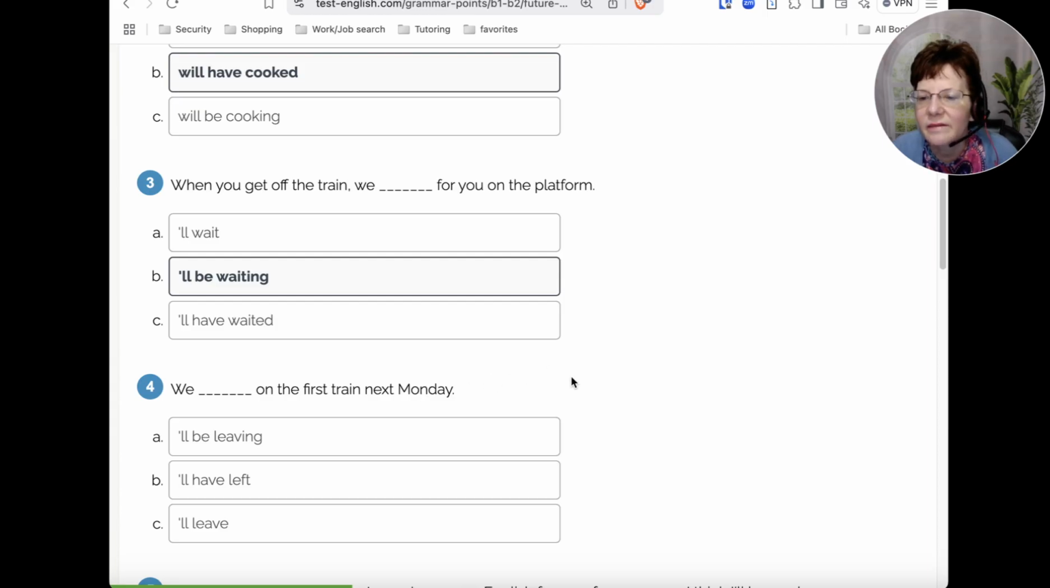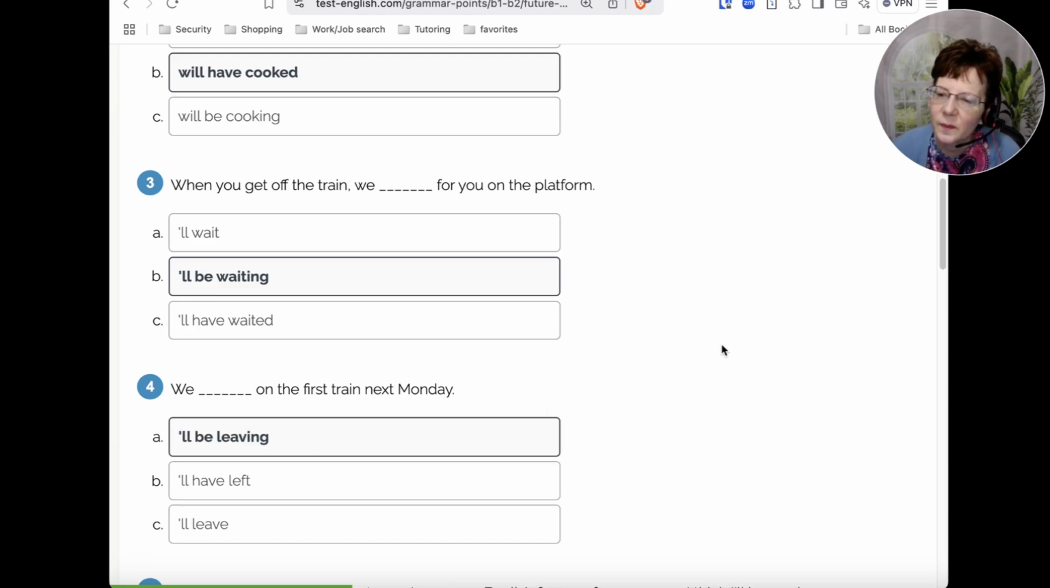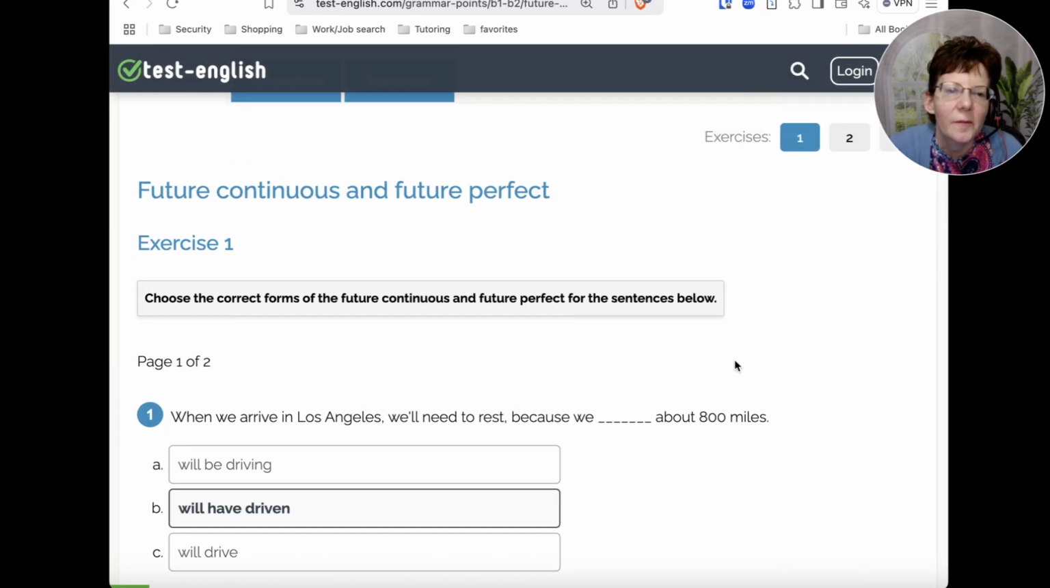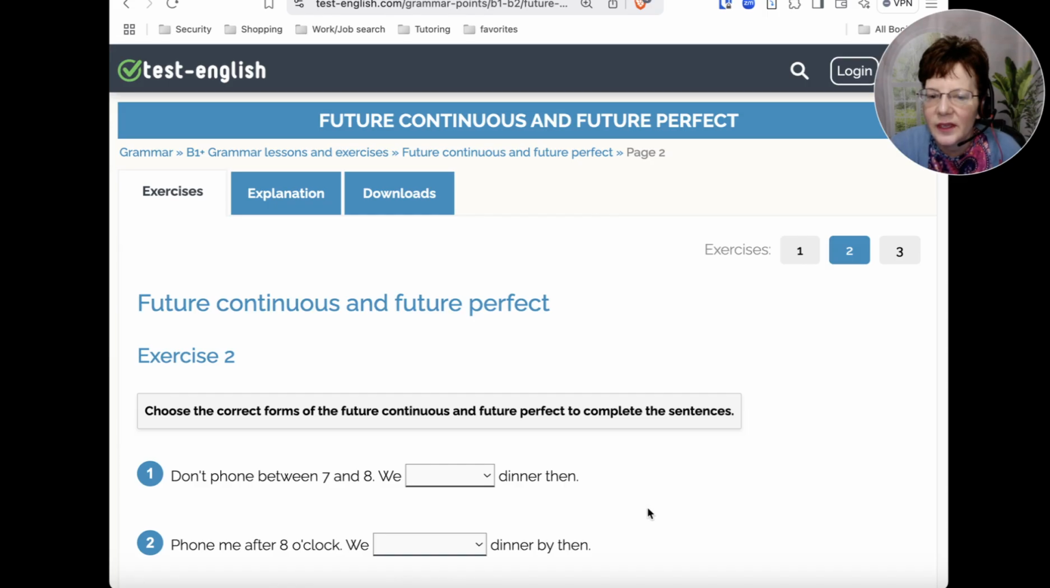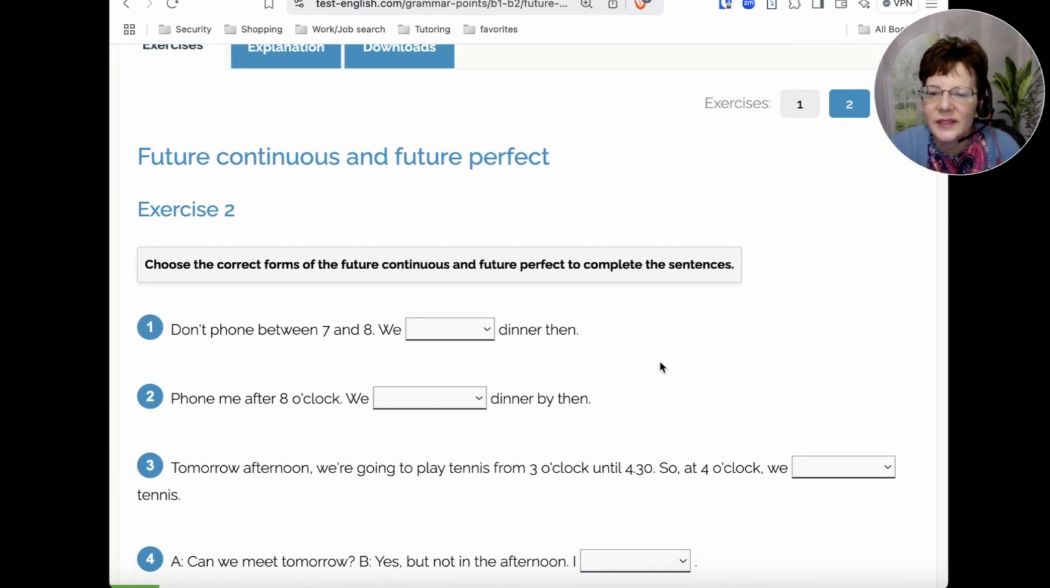All right, so you chose option A, will be leaving. That would be correct. So future continuous. All right, let's try the second one here, exercise. Okay, from the drop down boxes, choose which one.